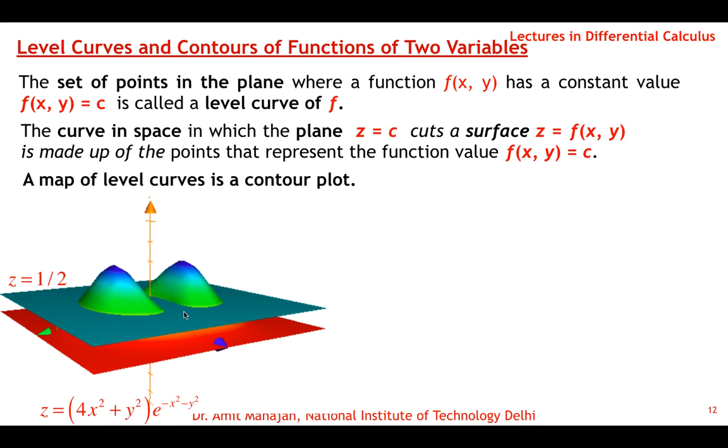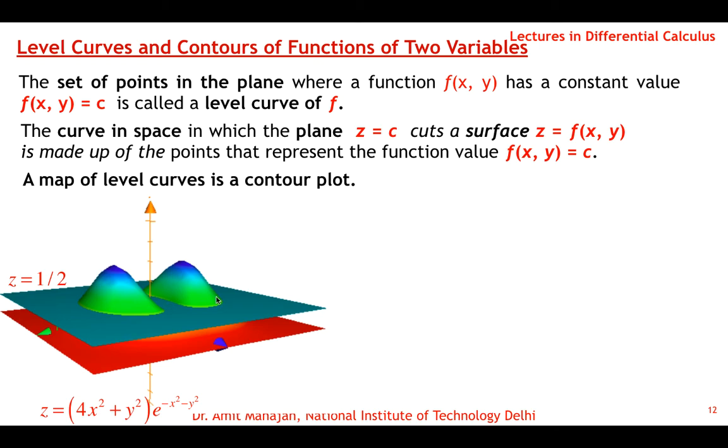Along this boundary the function value is constant, so this curve is the level curve for the surface. Similarly, we can cut at different heights for z equals constant. If I cut it here, there will be a boundary formed here, and that will be another level curve. If I cut it here, there will be another boundary on both sides, and that will be another level curve.